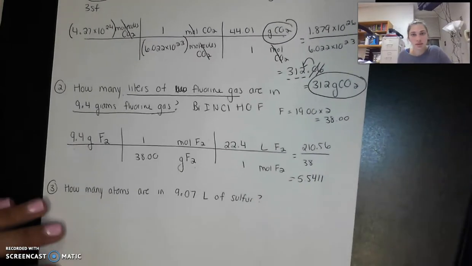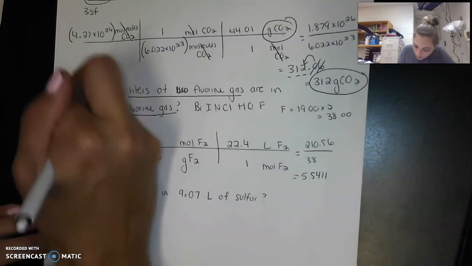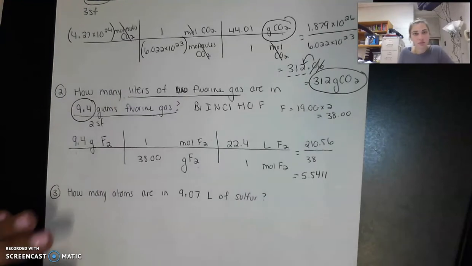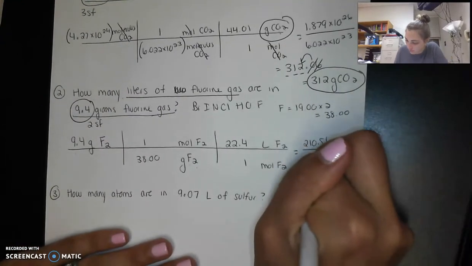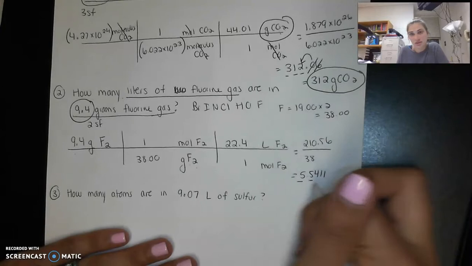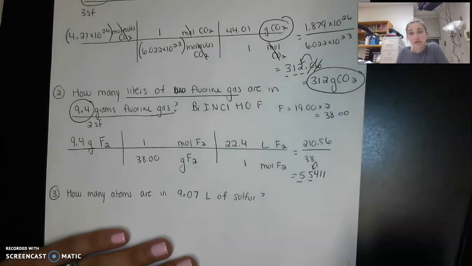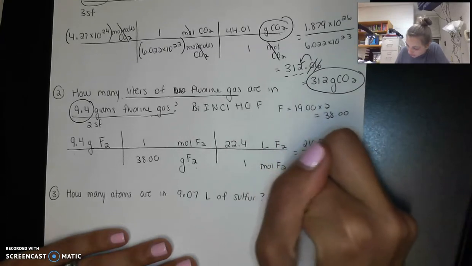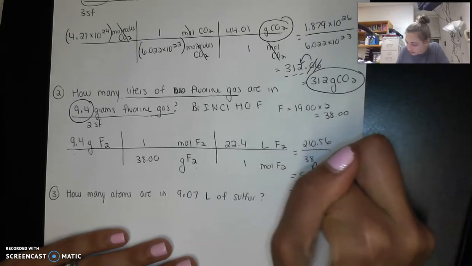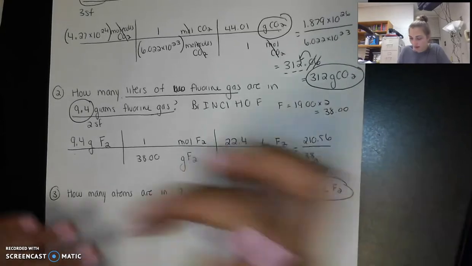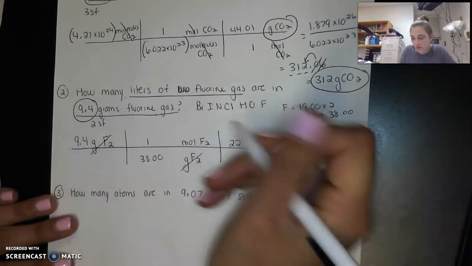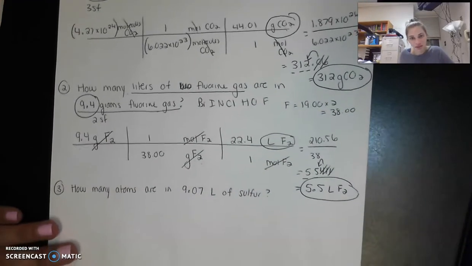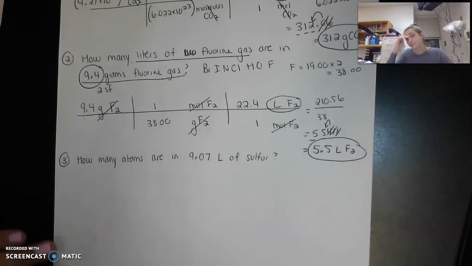All right, so let's look at my significant figures. I started off with 2 sig figs, so I have to end with 2 sig figs. So 5.5 are my 2 sig figs, and then the 4 does not round up. So my final answer is 5.5 liters of fluorine, right? Because grams crosses out with grams, moles crosses out with moles, and the unit we're left with is liters.